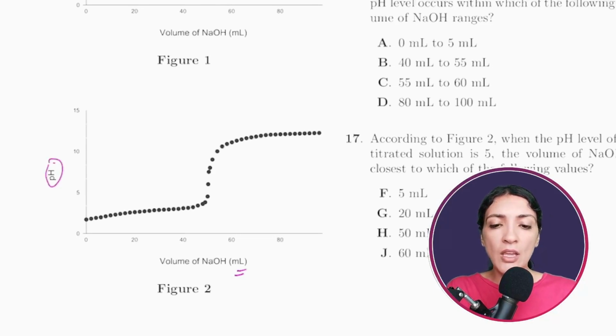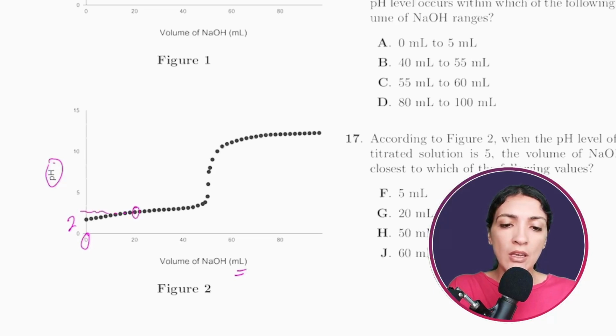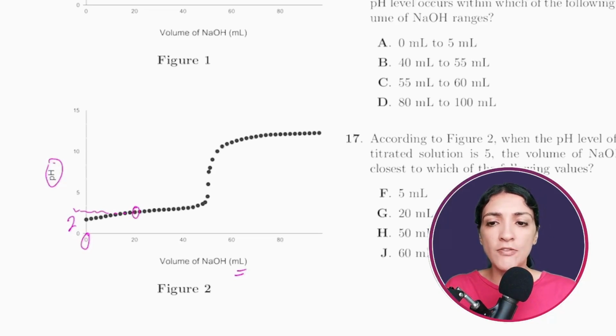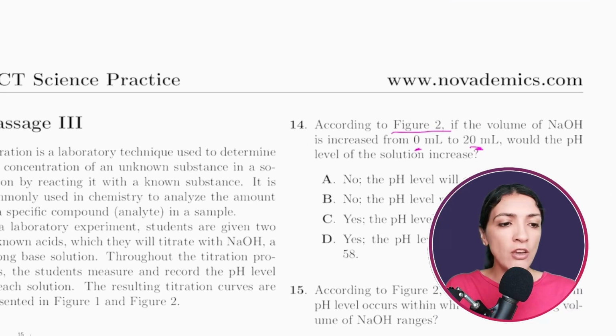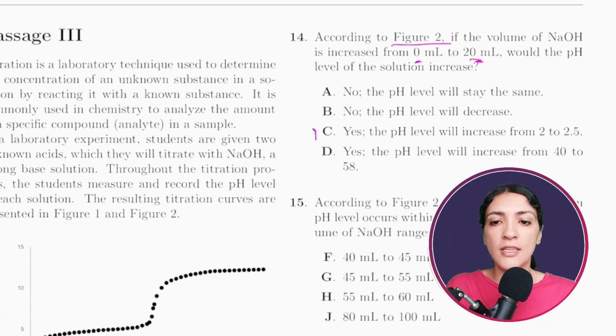and the y-axis is the pH level. And so because we were told we're going from 0 milliliters of NaOH, 0 corresponds to a pH of 2, and at 20, the pH corresponds to 2.5. So the pH increased from 2 to 2.5, which would be answer choice C.